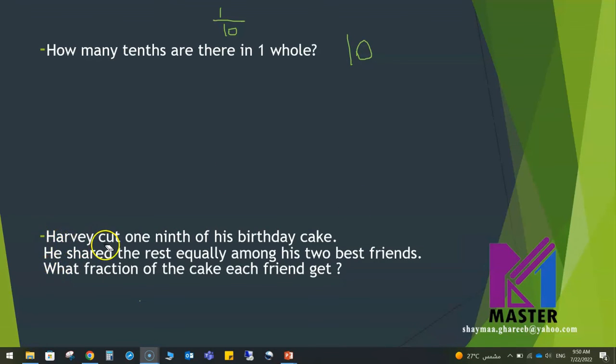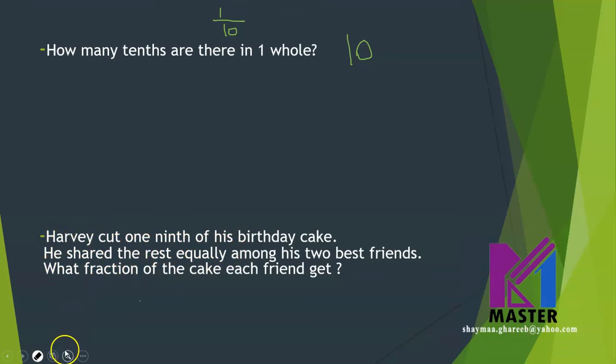In this example, Harvey cut 1/9 of his birthday cake. He shared the rest equally among his two best friends. What fraction of the cake does each friend get? When we have a story problem, we have to read it part by part, then start to translate it into math. Harvey cut 1/9. What's the meaning of 1/9? It's 1 part out of 9 parts. Which means this cake is cut into 9 parts. All the parts are 9 parts. And he cut 1 part out of the 9 parts, or 1/9, as you can see.